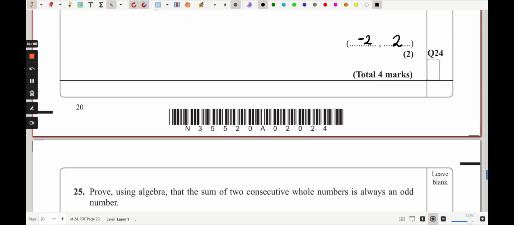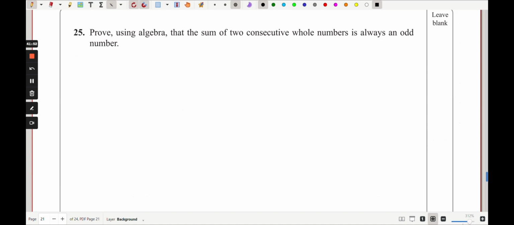No, still question 25. So question 25: prove using algebra that the sum of two consecutive whole numbers is always an odd number. Two consecutive whole numbers, that means I have the first number n, the second number will be n plus 1. Because it's a sum, we'll add them, so n plus n plus 1 gives 2n plus 1. 2n is an even number, and if you add 1 to an even number, we'll get an odd number.